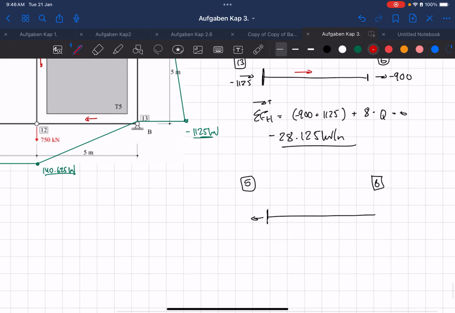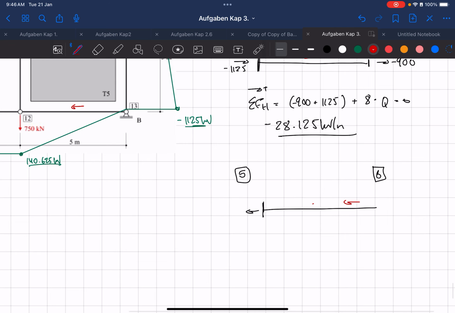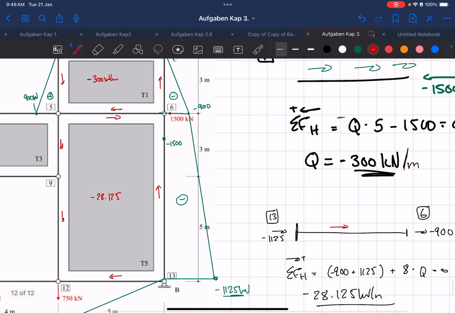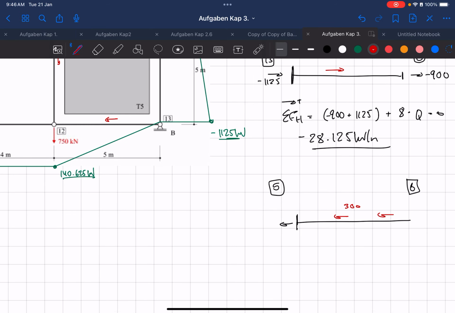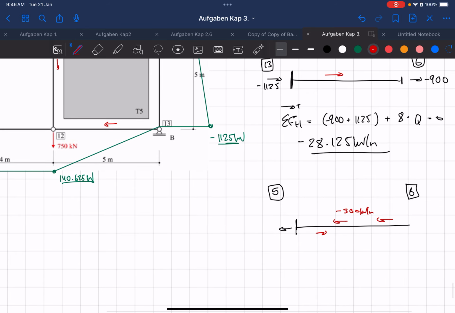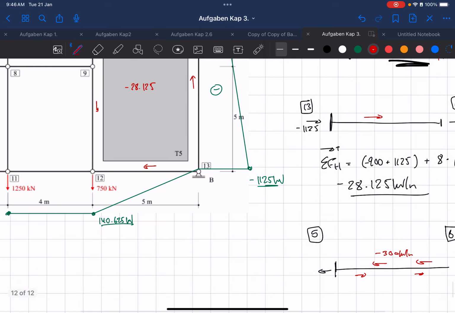I have this force, that is 300 minus 300, and then I have this force, that is minus 28.125.